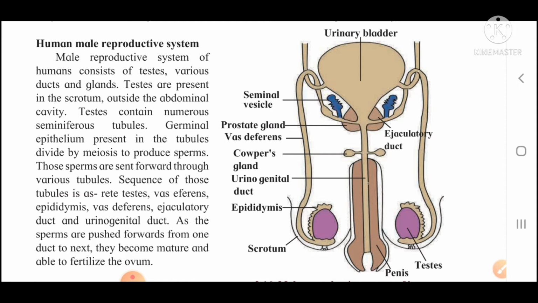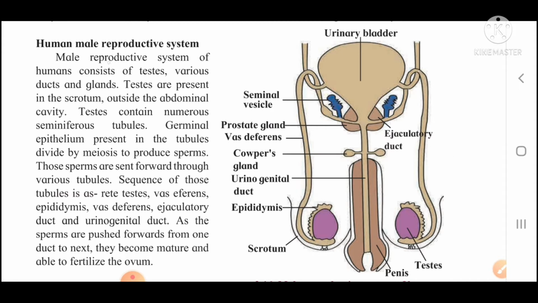This is the urinogenital duct. This pipe-like structure is the urinogenital duct. This is called the vas deferens. This is the prostate gland, the seminal vesicle, and this is the urinary bladder where urine is stored, and from here the urine comes out. So these are the basic structures of the male reproductive system. We'll study the parts one by one.